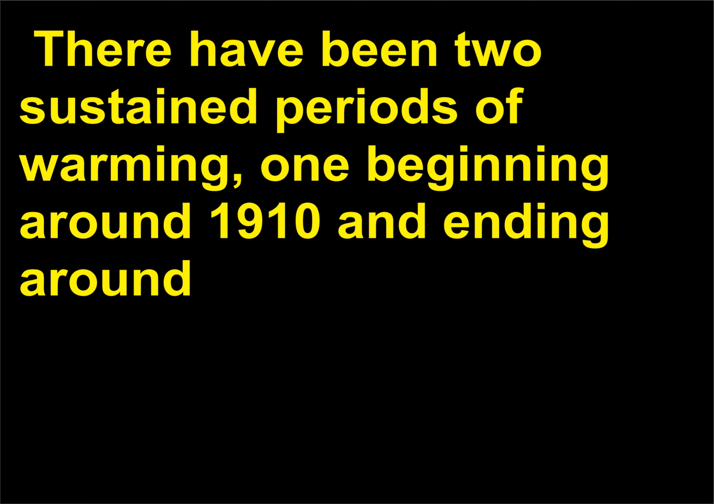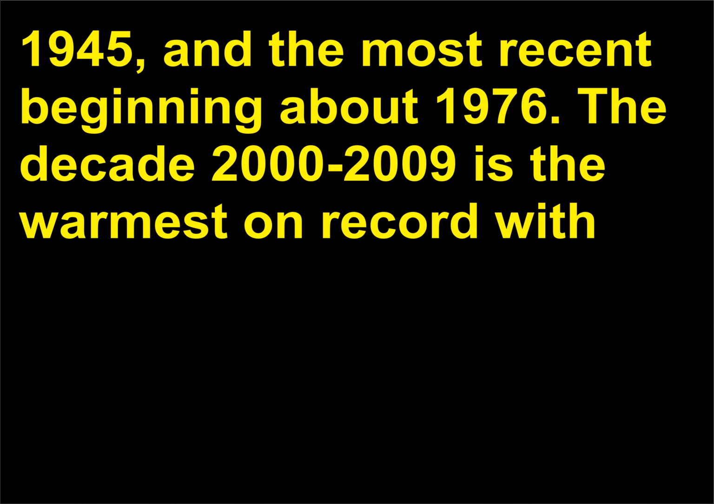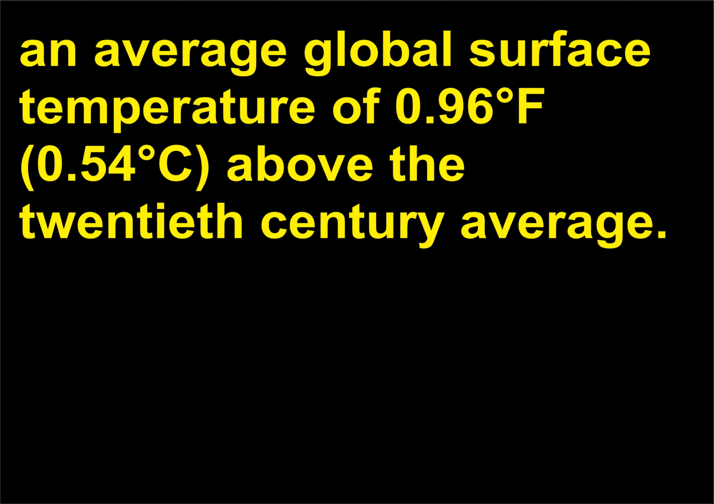There have been 2 sustained periods of warming, one beginning around 1910 and ending around 1945, and the most recent beginning about 1976. The decade 2000 to 2009 is the warmest on record with an average global surface temperature of 0.96 degrees Fahrenheit, 0.54 degrees Celsius, above the 20th century average.